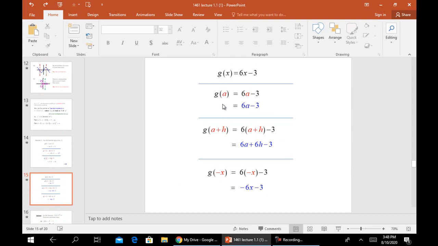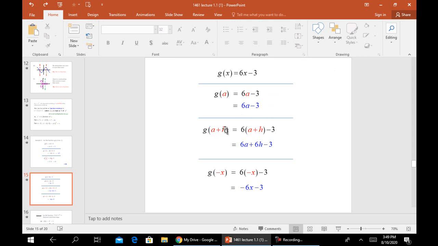What would be g of a? Well, g of x is 6x minus 3. So when the input is x, the output is 6 times the input minus 3. So if the input is a, then it's 6 times the input a minus 3. So that's 6a minus 3.